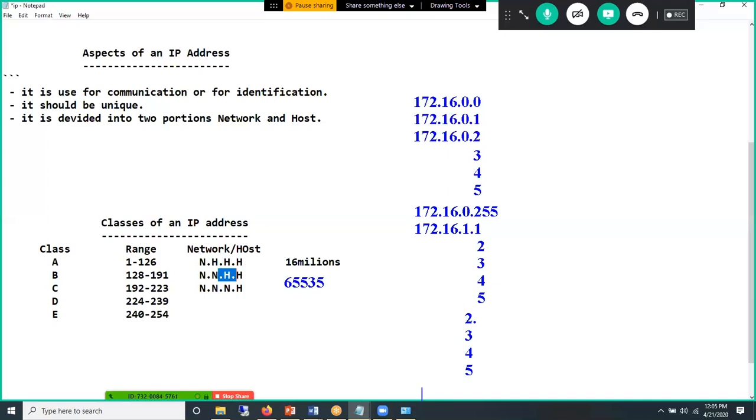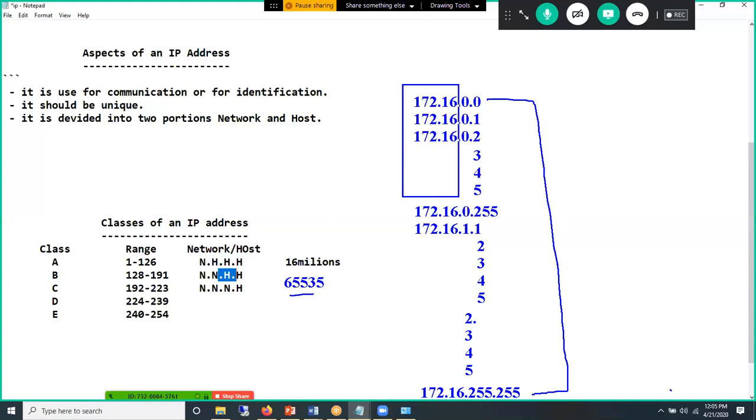Okay. So the last IP of this network is 172.16.255.255. That means from 0 to 255, how many IPs do you have in total? You will be getting 65,535. So here the common portion in the IP is 172.16. This is common, because this portion we actually represent as the network. So 172.16 is the network portion. Okay, understand this?